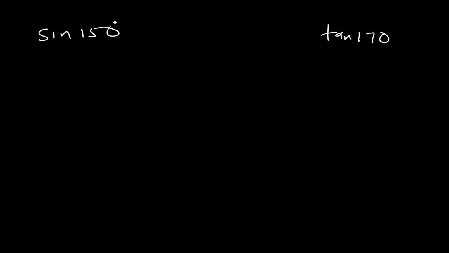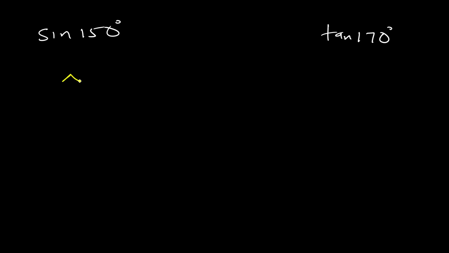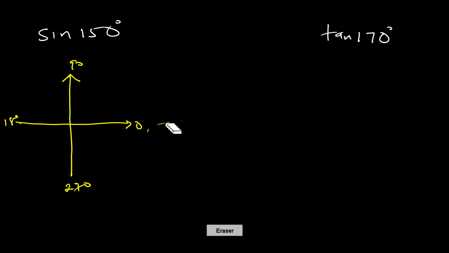Now go ahead and try the following. Now let's express the following as an acute angle. Okay. So we are talking about sine 150. Okay. So 0, 90, 180, 270, then you are back to 360. Okay, so 150. So let's start from here. 150 will fall here.